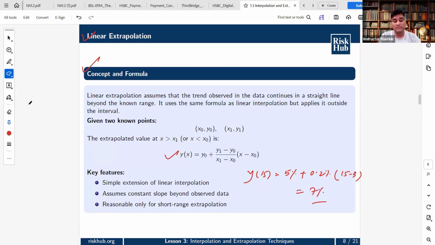Okay. But is that reliable? Maybe not. It assumes the yield curve continues with the same slope from 10-year to 15-year. In real markets, long-term rates may flatten, invert, or be driven by central bank policy. So inflation expectation, liquidity premium, and term premium also affect it. Okay. Key point: linear extrapolation is acceptable only for short-range extrapolation. In risk terms, short extrapolation is sometimes acceptable: lower model risk, easier to justify. Long extrapolation is very risky: high model risk, needs stronger economic assumptions.